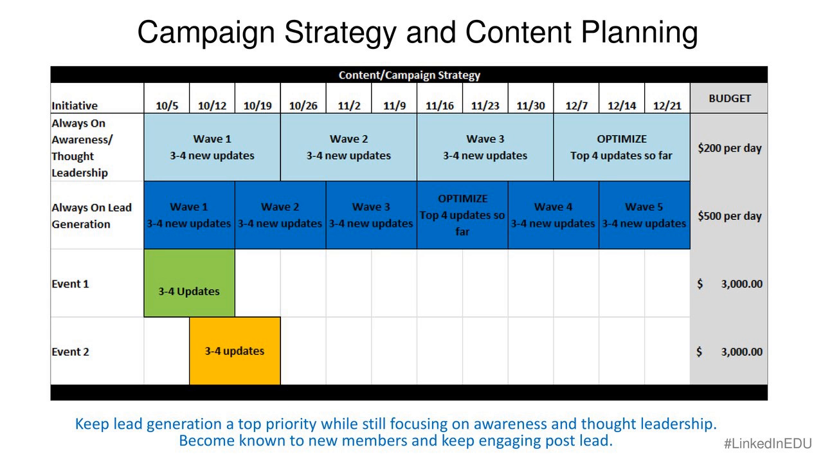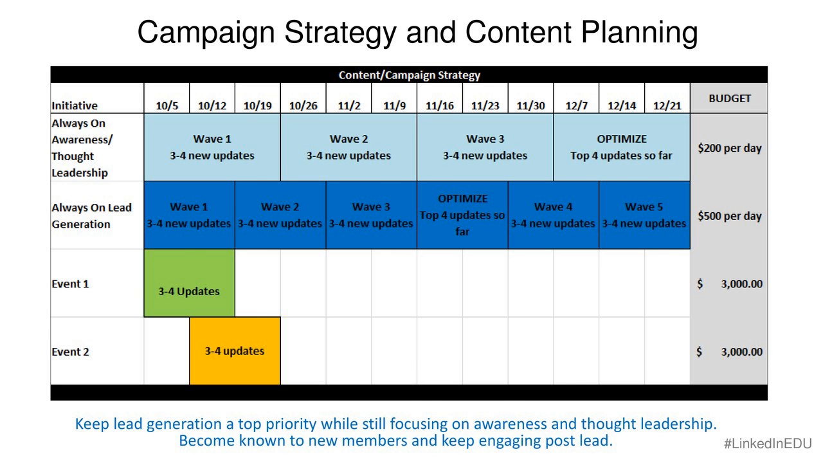As I mentioned earlier in the presentation, even for DR-focused clients and DR-focused objectives, it's still very important to have an always-on awareness strategy, so keep that up top. Then here you can see our DR always-on lead generation plan, followed by some events that you might want to highlight or plan. This is something an account rep at LinkedIn can help you plan. But ultimately, the key takeaway is to keep lead generation a top priority while still focusing on awareness and thought leadership. Become known to new members and keep engaging post-lead. Creating a content calendar will help achieve those.